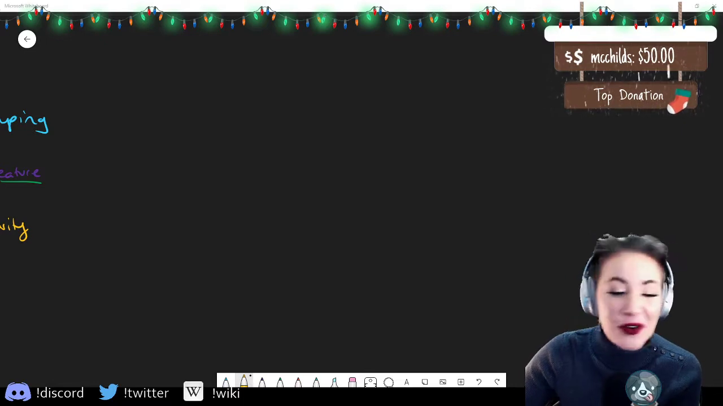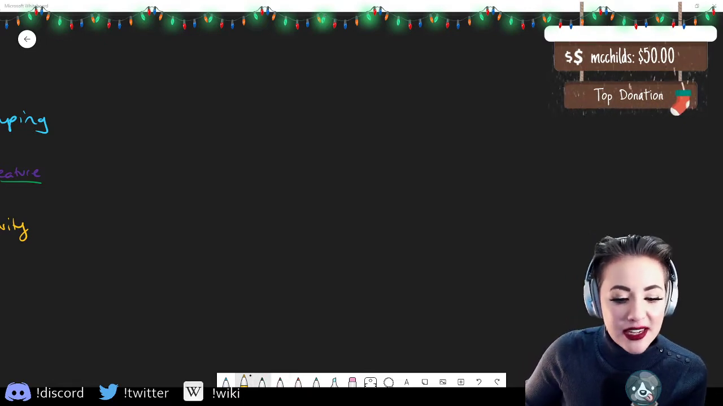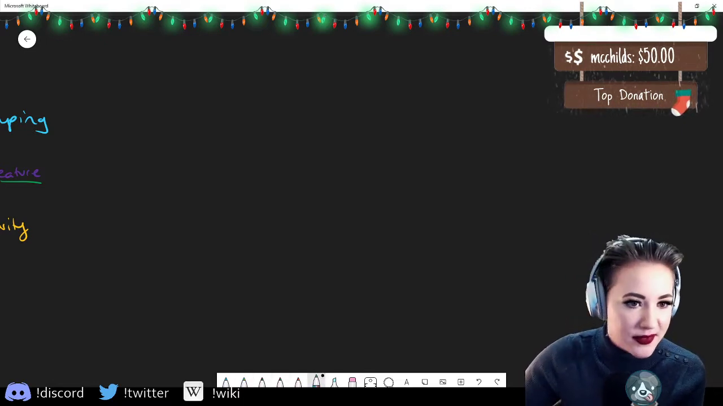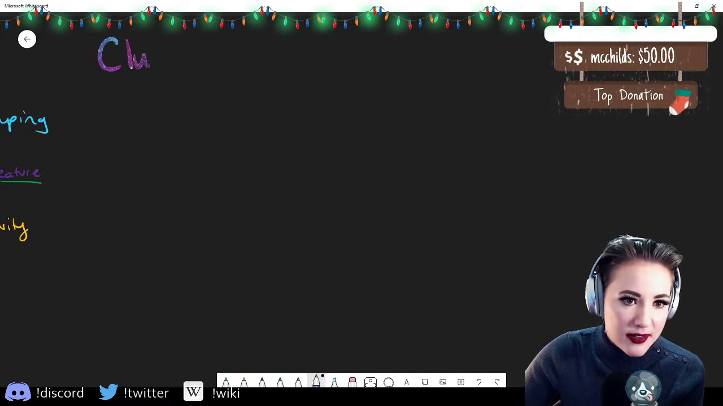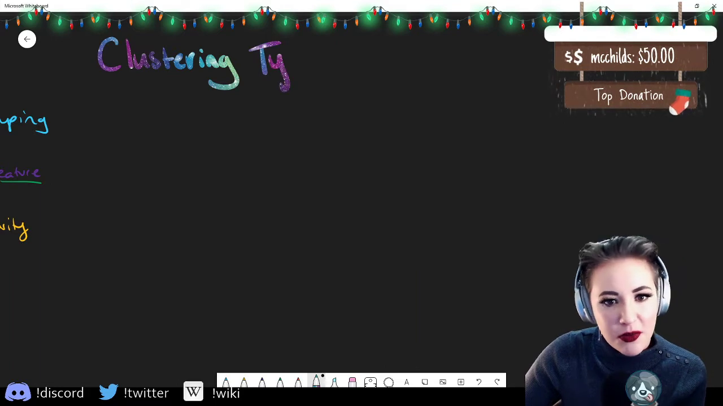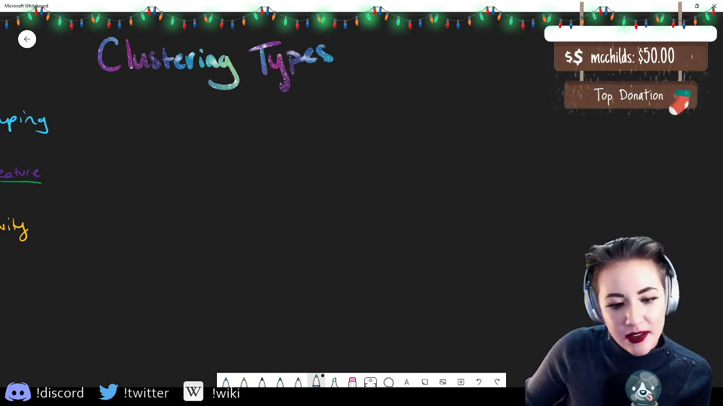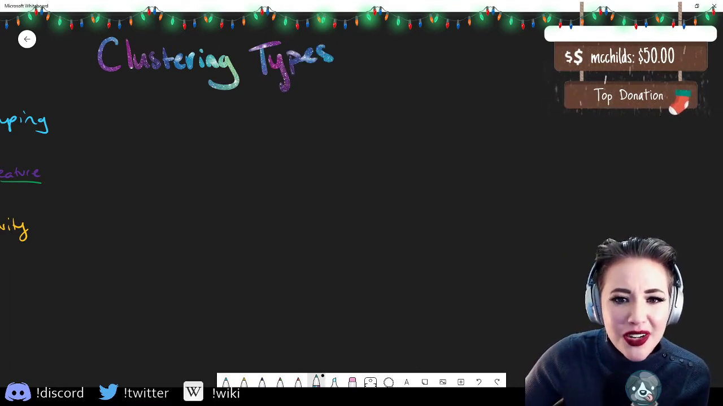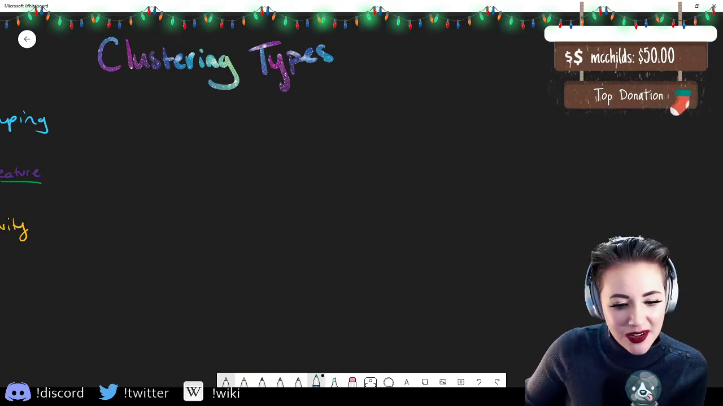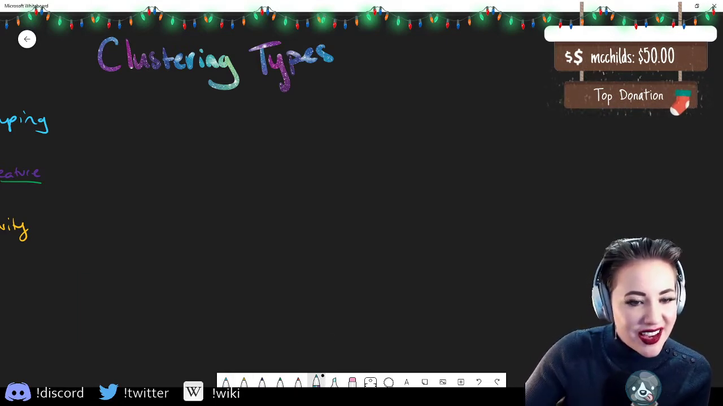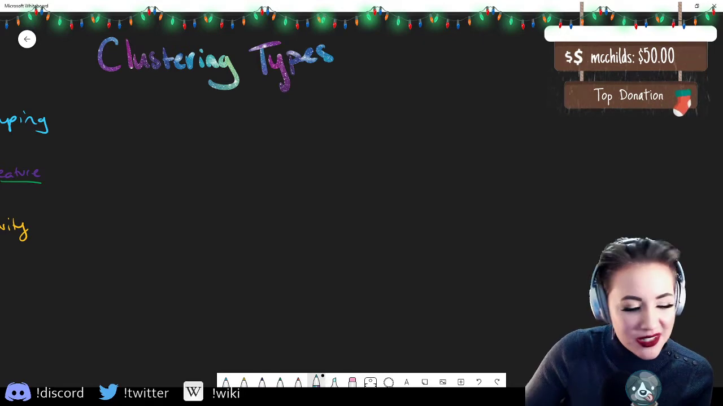That would be cool. Okay, so we're gonna talk about three main types of clustering tonight. So, clustering types. Should have put types of clustering, but I am lazy and I'm not gonna rewrite it. Also, isn't this so pretty? You can see all the stars. I love this pen. I keep it really thick, because I love to be able to see all the stars.